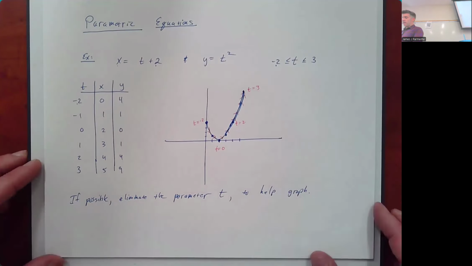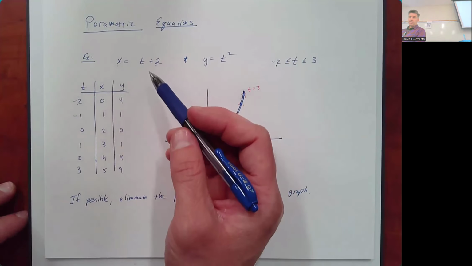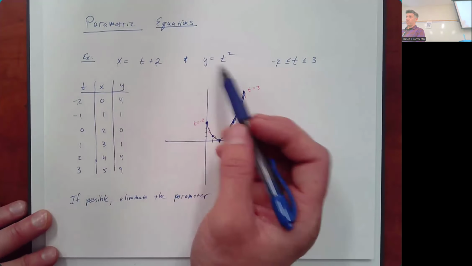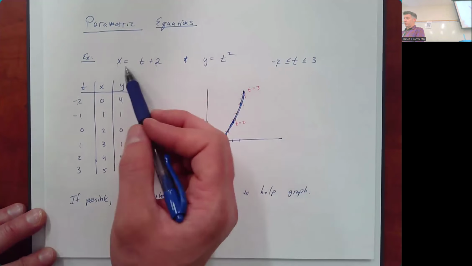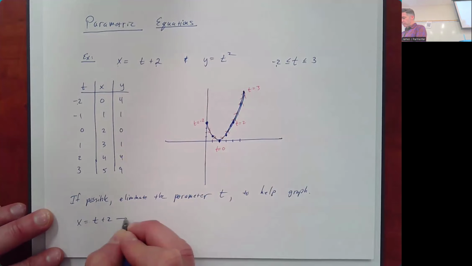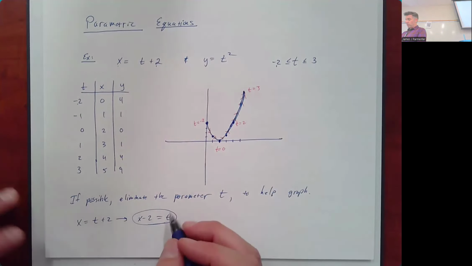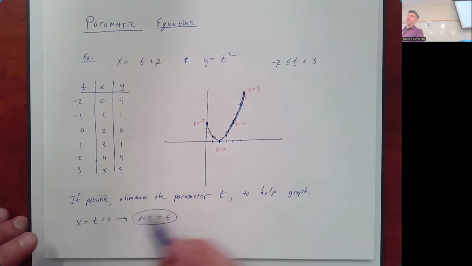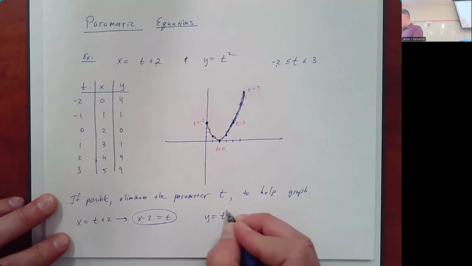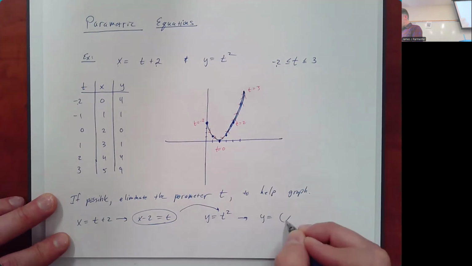So usually what that means is taking one of these two equations and then isolating t. And we try to pick the one that's easier. So looking at these, I'd rather not take a square root of both sides. So I'm going to use x equals t plus 2 to isolate t. So x equals t plus 2 becomes x minus 2 equal to t. And then I'm going to substitute that expression for t into the other parametric equation. So y equals t squared is going to become y equal to (x minus 2) squared.